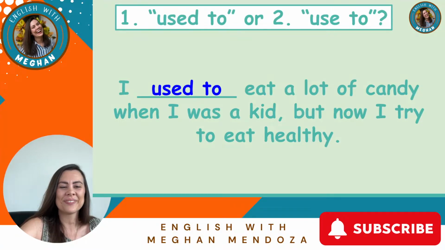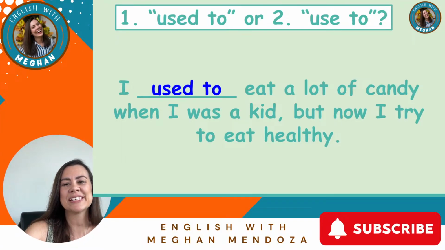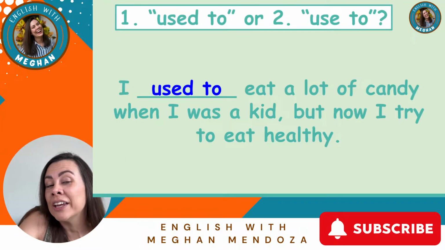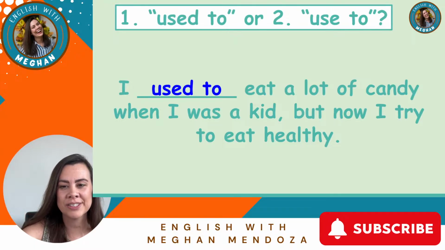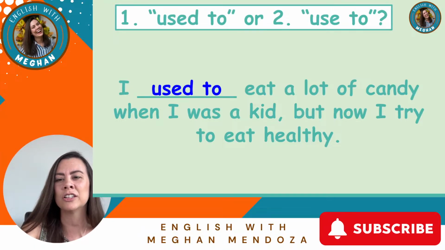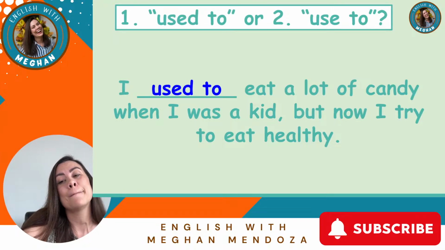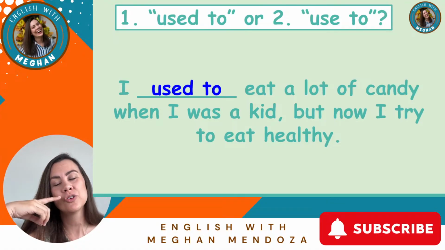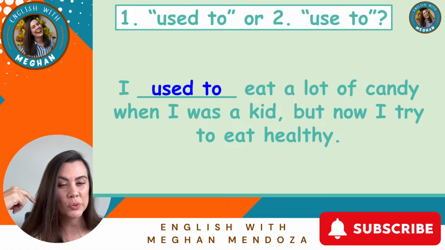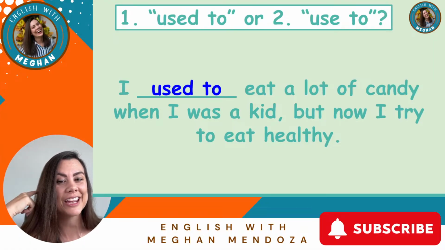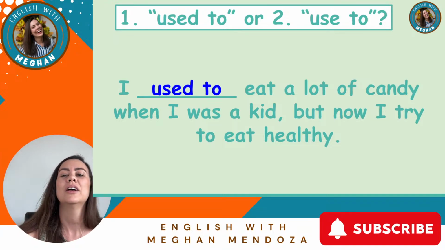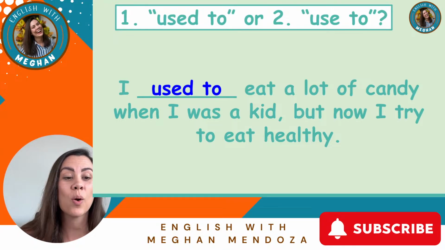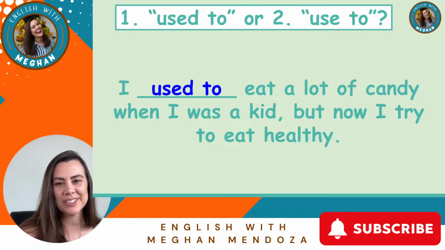used to. I used to eat a lot of candy when I was a kid. But now I try to eat healthy. Okay? You should always be speaking in our class as well, practicing your pronunciation and listening. Okay? A lot of candy when I was a kid. We join those words together.